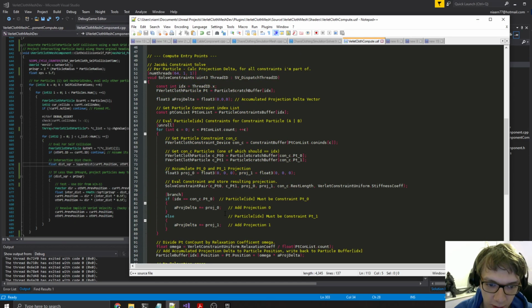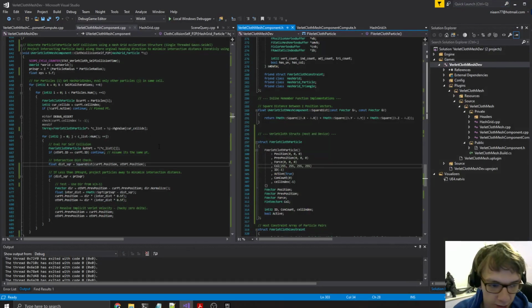But with constraints, we have the problem that we're dealing with two particles at the same time, and each particle is running in its own thread, and we don't want to introduce data races into the mix, so we have to account for that. So this is enough exposition, I think. We need to just get into the actual implementation.